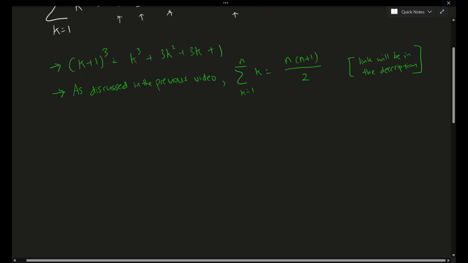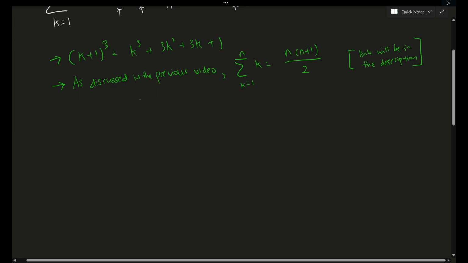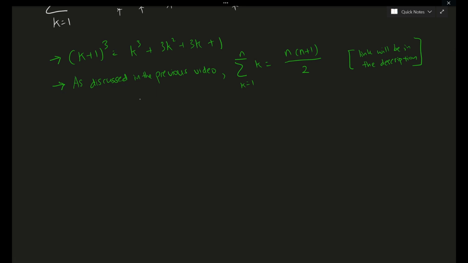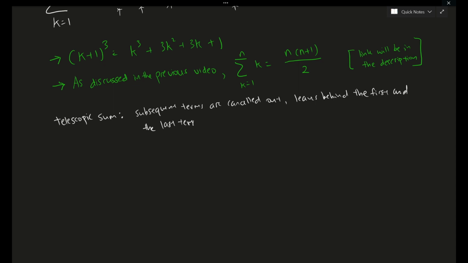To start off, we'll be using the telescopic sum, and we'll also use the (k plus 1) cubed formula. As I mentioned in the previous video, a telescopic sum is where the subsequent terms are cancelled out. What happens is this leaves behind the first and the last term. The first term and the last term are not cancelled out. The other terms in the equation are all cancelled out.